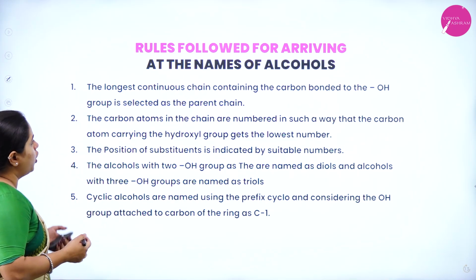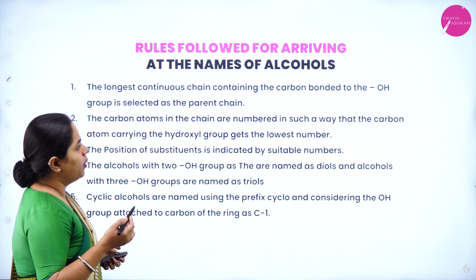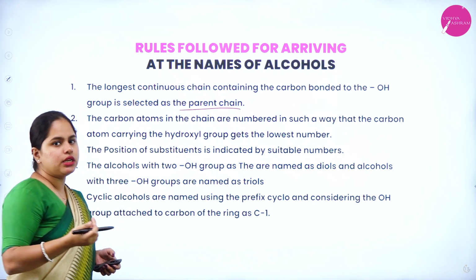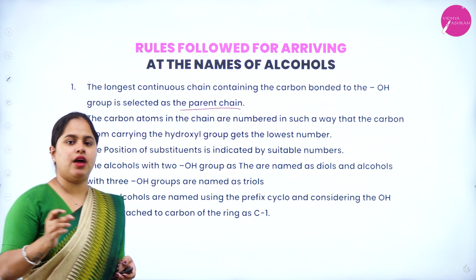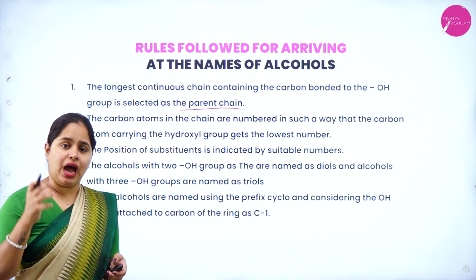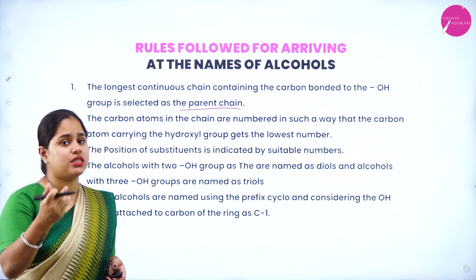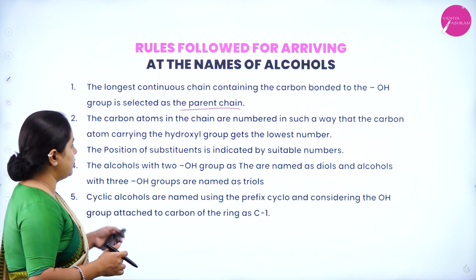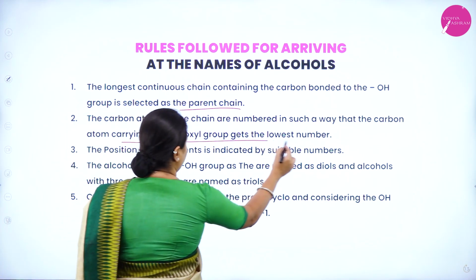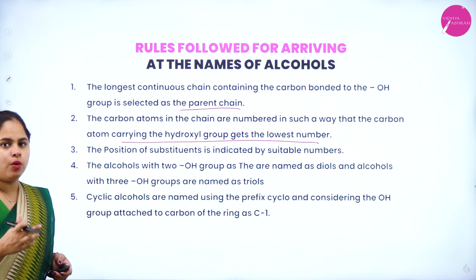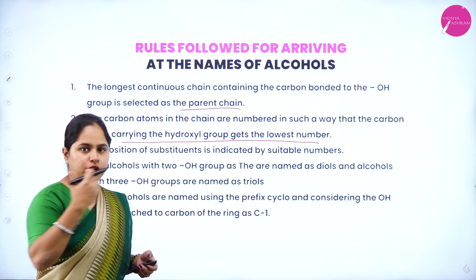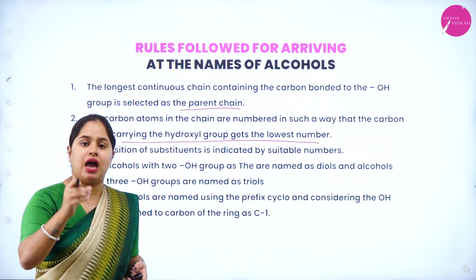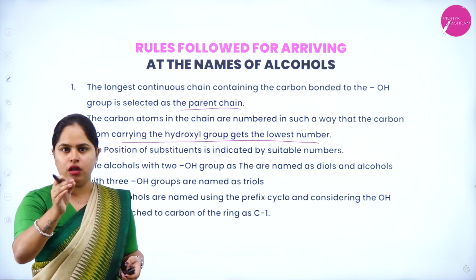The longest continuous chain containing the carbon bonded to the alcohol group is selected as the parent chain. So the parent chain will be the chain which has the highest number of carbon atoms and to which the hydroxyl group is directly attached. The carbon atoms in the chain are numbered in such a way that the carbon atom carrying the hydroxyl group gets the lowest number. Either you can number it from left to right or right to left, but you have to make sure that whichever carbon atom is carrying the hydroxyl group gets the lowest number.